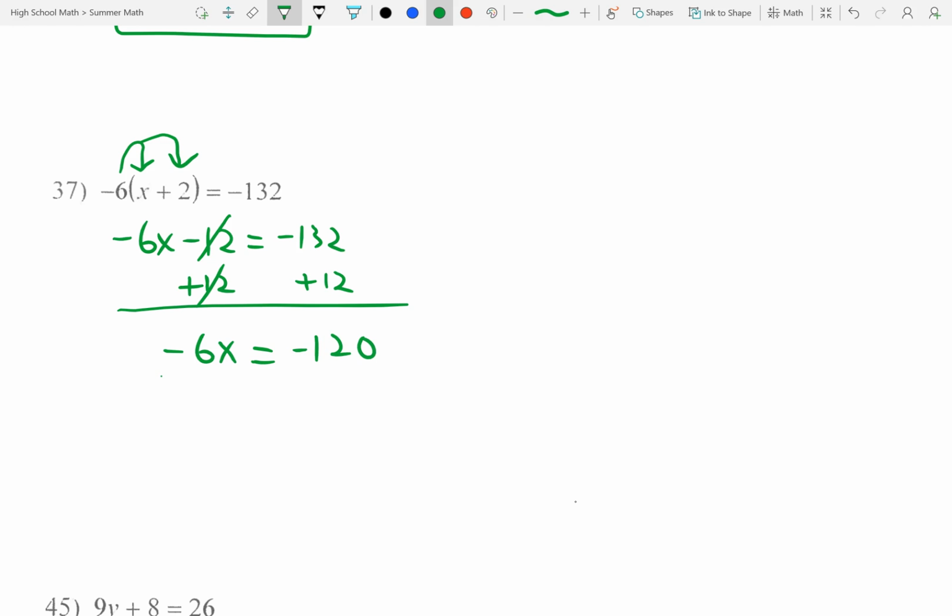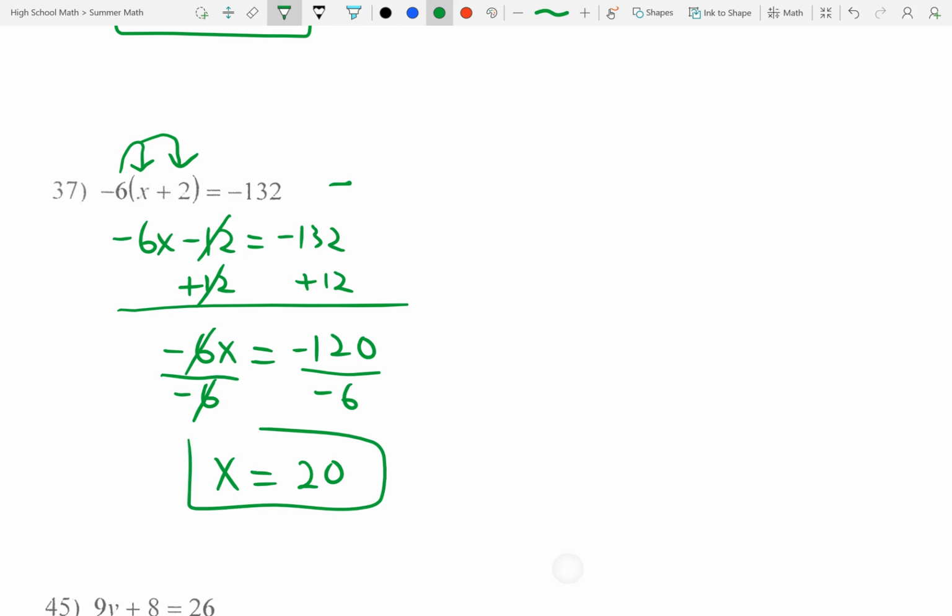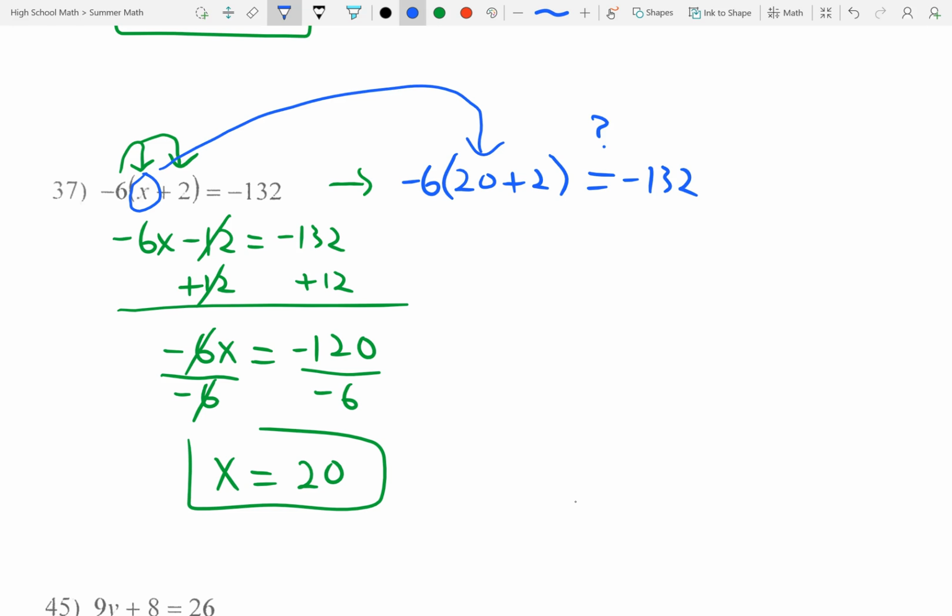Solving for x, we'll divide by our coefficient, that number connected, dividing by negative 6. Negative 6 divides negative 6 to leave x. Negative 120 divided by negative 6 is a positive 20. Let's show our substitution, substituting 20 in place of x. So negative 6 times, in place of x goes our 20 plus 2, equals negative 132. That's our question. Is this a true statement? Notice from here to here, I just changed x to 20. X became 20. That was it, because we think x is 20.